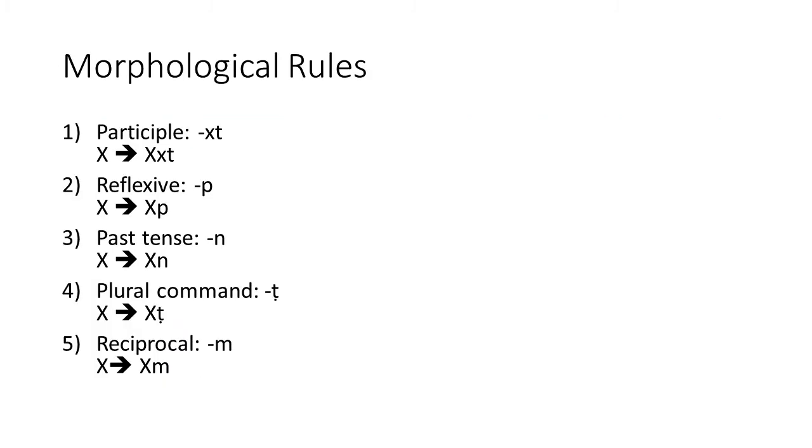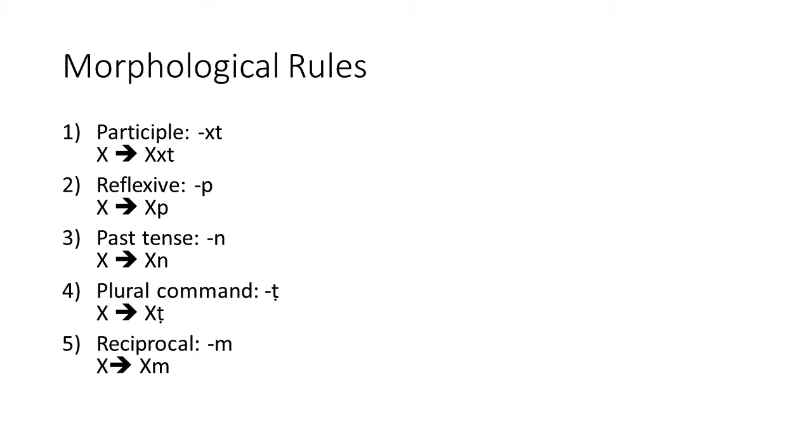Now let's introduce some morphological rules. So morphology basically means things like suffixes, affixes, prefixes, things like this. So let's look at just a couple, five of them.